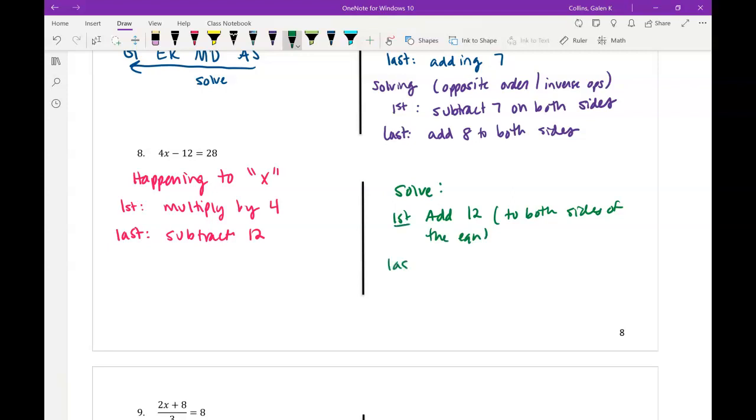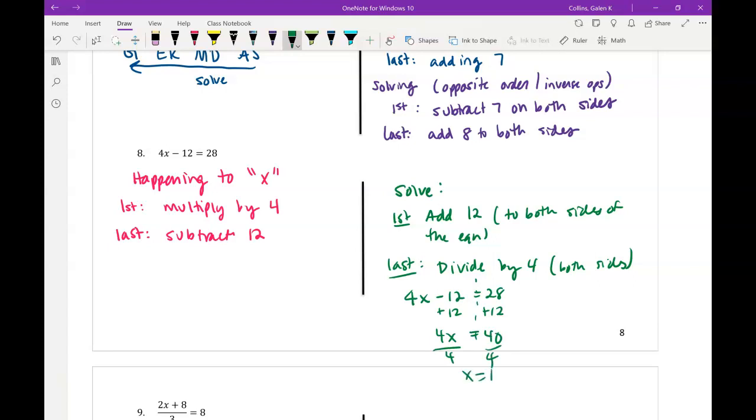And the last thing that I would end up doing is divide by 4 on both sides. So what I mean by that, like the first example is a little long, but if I asked you to solve this, we've been solving some of these in our practices, we would add 12 to both sides. And that would be what, 40? And then the last thing we would do is divide by 4.